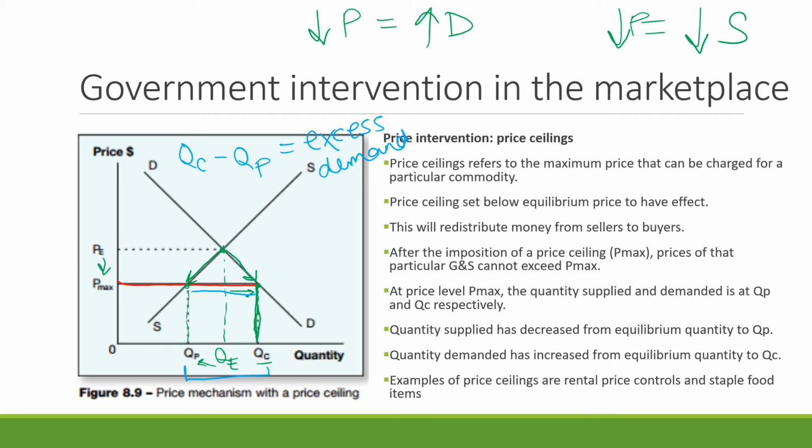rent, but at that same point you'll have less suppliers wanting to rent out or lease out their properties because they're not going to be receiving as much money. So there's some examples.